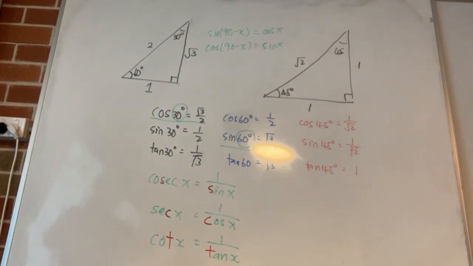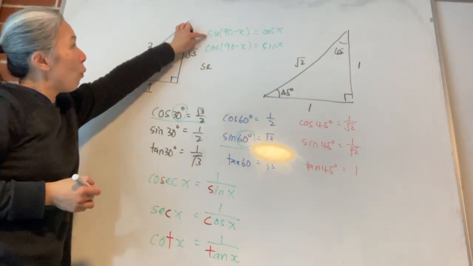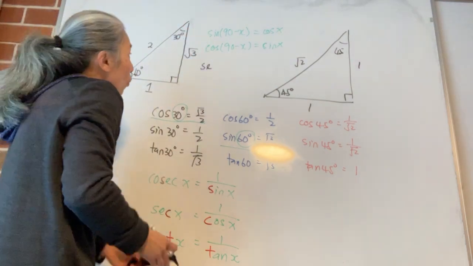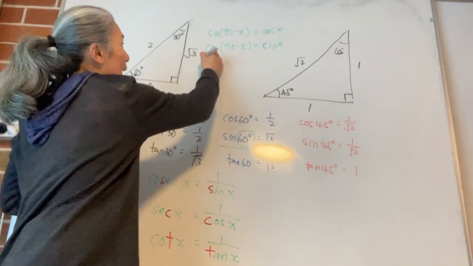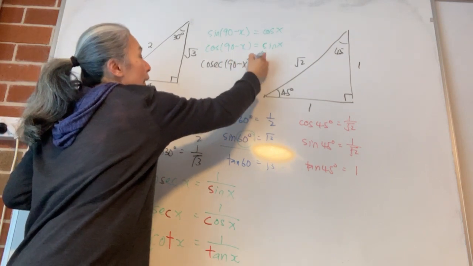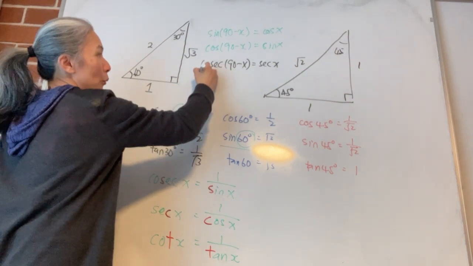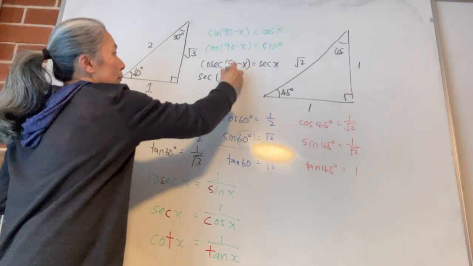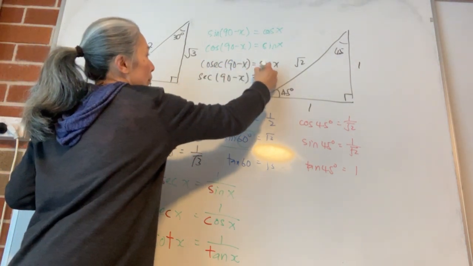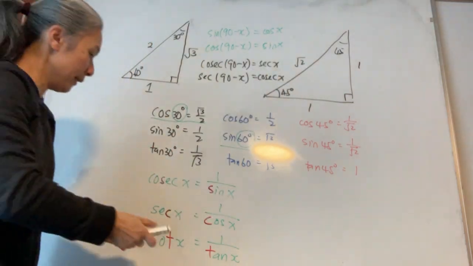And the other set that is possible will be if you have 1 over sine. 1 over sine means cosec, isn't it? So I can write cosec (90 minus x) equal to sec x. The other way around. And the last one.